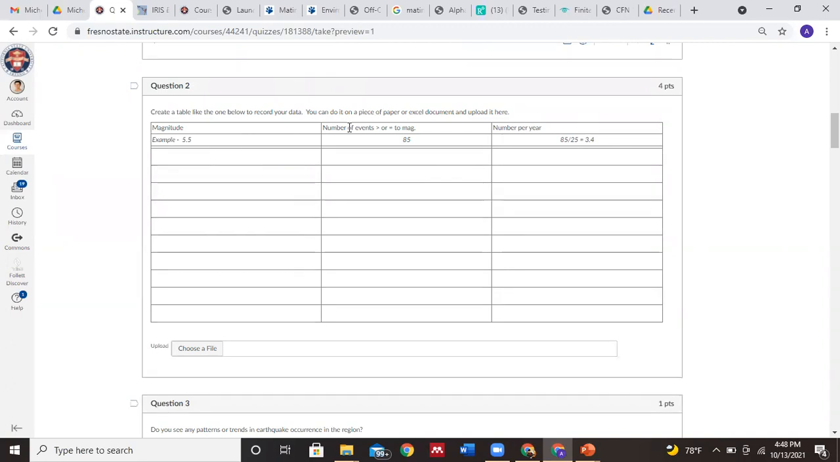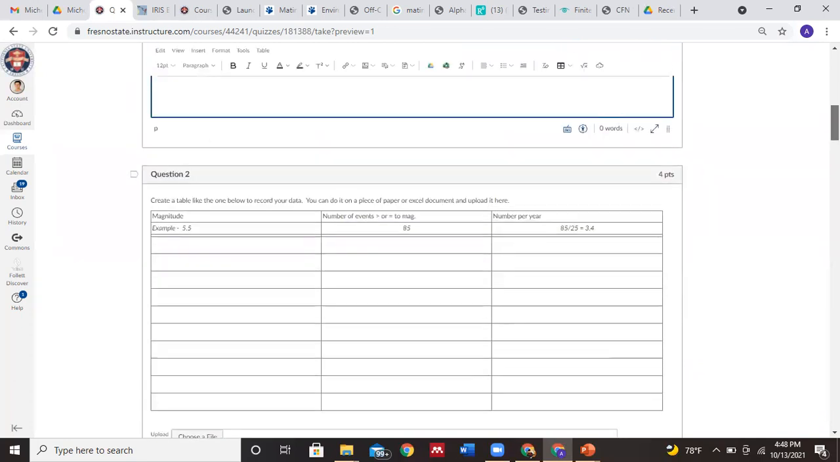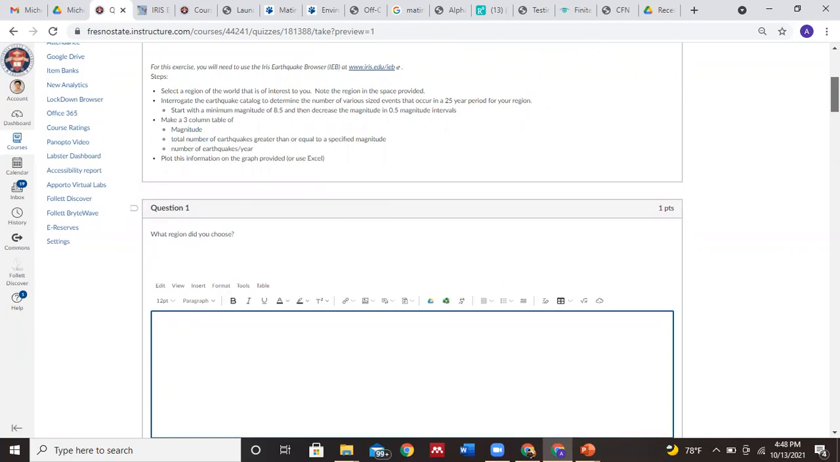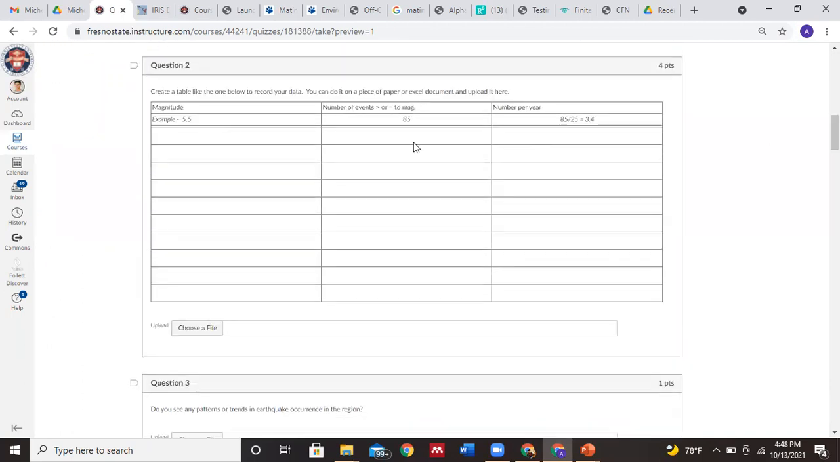You're trying to find how many earthquakes are at each magnitude. I believe it's decreasing magnitude in 0.5 intervals, and you can end on 0.5. You're going to do this for each magnitude. This is just an example at the magnitude of 5.5.